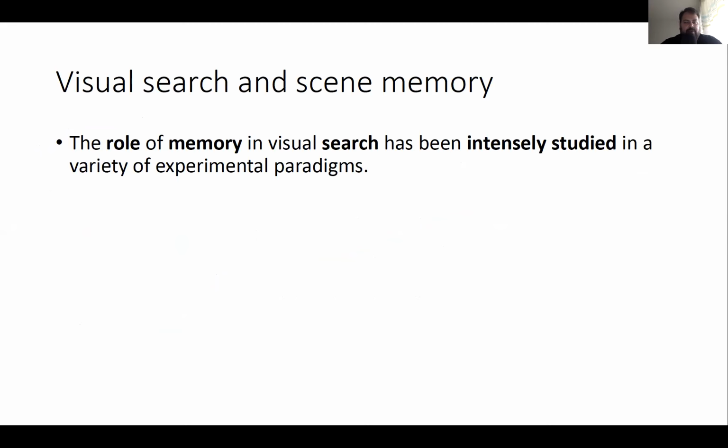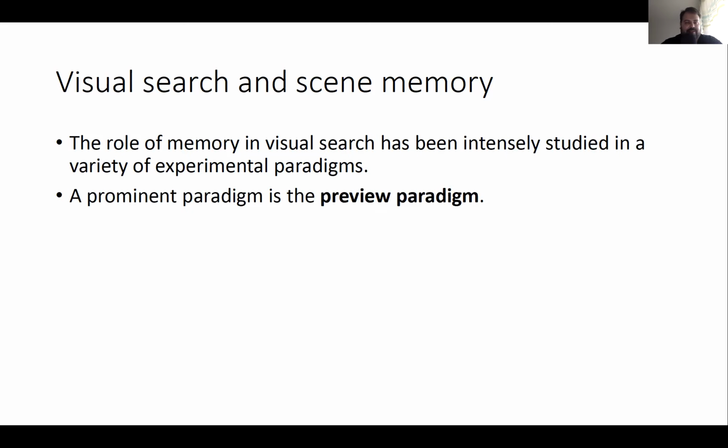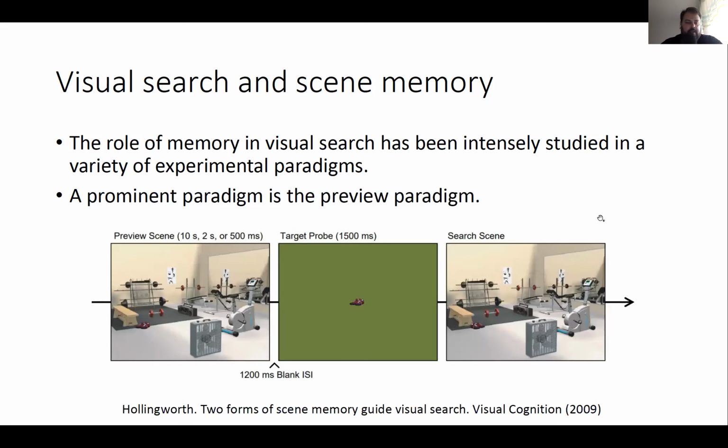Okay, now we come to the role of memory in visual search. This is quite a controversial topic, and it has been intensely studied in a variety of experimental paradigms with a plethora of different findings. And one of the prominent paradigms is the preview paradigm. Here we have an example from a Hollingworth paper where we can see that people are presented a scene, then are cued for a probe after some time, and then they have to look for it.